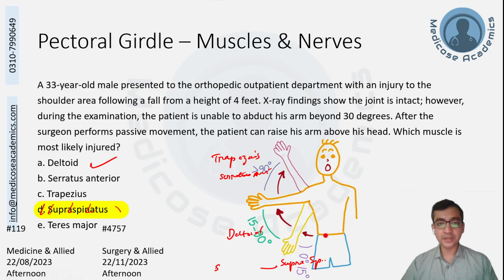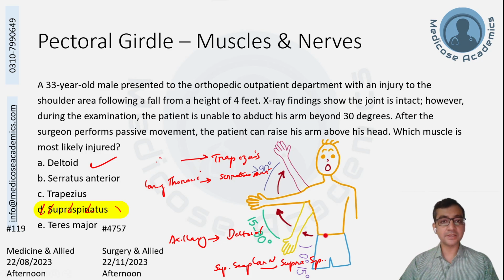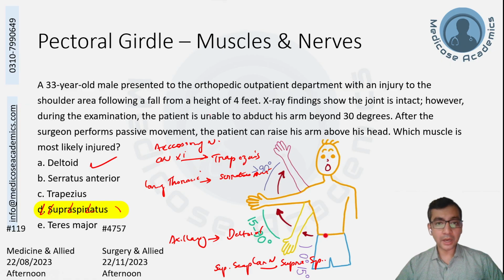For supraspinatus, there is suprascapular nerve. For deltoid, there is axillary nerve. For serratus anterior, there is long thoracic nerve. And trapezius, there is accessory nerve, also known as cranial nerve number 11. So these are the certain questions that are asked in this regard. So unable to abduct beyond 30 degrees, the answer will be deltoid.